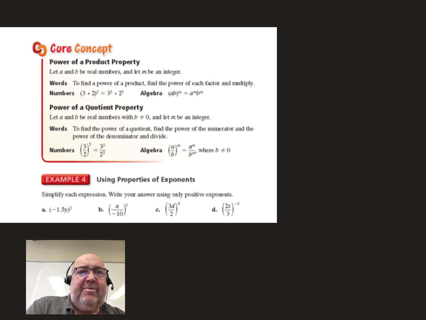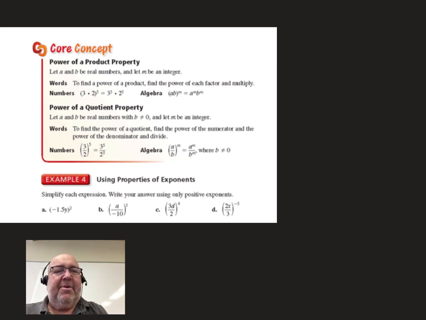And going on to more dealing with the same things. The power of a product property, meaning that if you have two things inside of parentheses, that exponent on the outside applies to both of those. Same thing, doing it the power of a quotient. If you have parentheses and a fraction inside, whatever the exponent is applies to both what's inside.